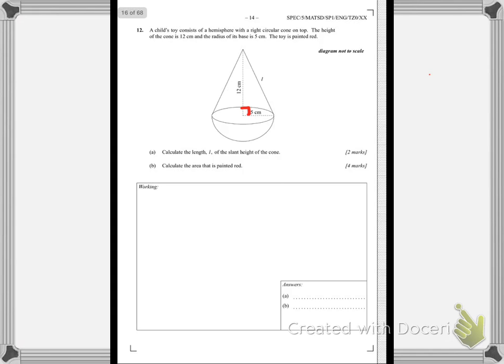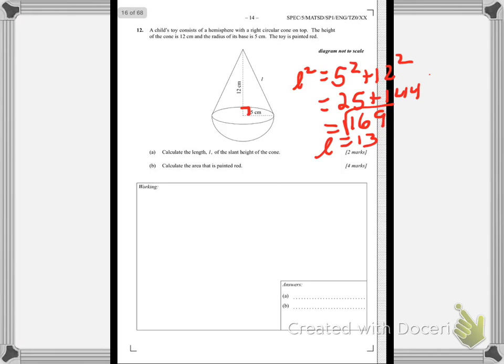Okay, so L squared is going to equal 5 squared plus 12 squared. Hopefully you know that this is going to be 13 because this is a 5, 12, 13 triangle, but nonetheless, 25 plus 144 is equal to 169. You take the square root of both sides and I get L is equal to 13. So L is equal to 13 cm, okay?